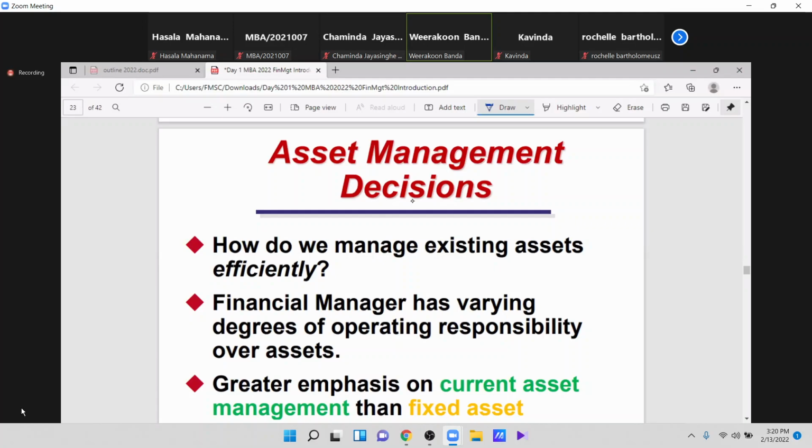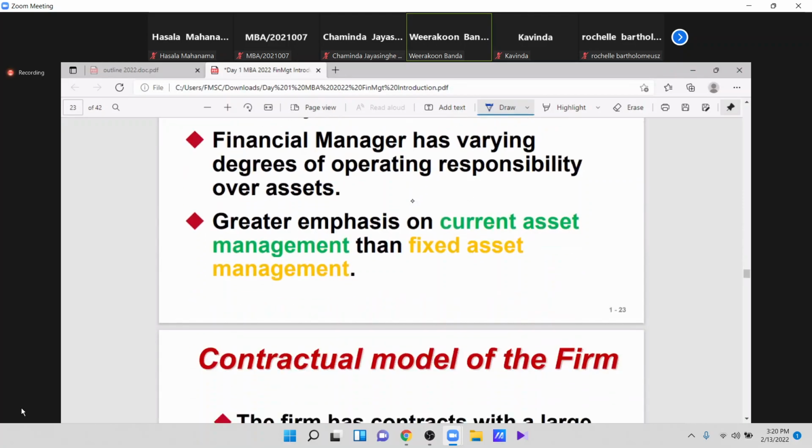Then a financial manager, so the CEO, should decide the different activities over there, operating the assets. There is greater emphasis on current assets management than fixed asset management. That is obvious. If it is a business firm, then they generate profit or valuations through their current asset management. Then you have to properly maintain, and place more emphasis on the short-term assets than the fixed assets.